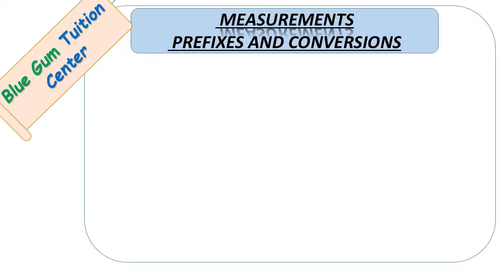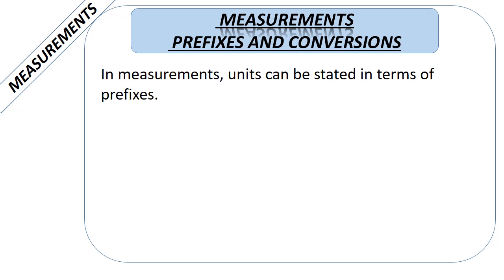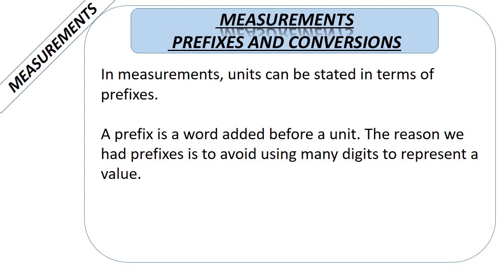So in measurements, units can be stated in terms of prefixes. What are prefixes? A prefix is a word added before a unit. The reason we add prefixes is to avoid using many digits to represent a value.